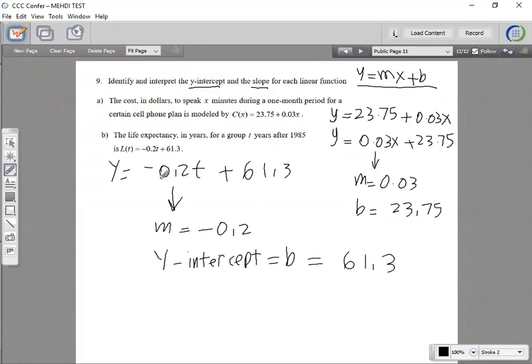Now, remember, if you have a negative slope, if you look at the graph from left to right it will go down. If you have a positive slope, from left to right, the graph goes up. We'll look at all those later. But that's all they're asking here, to locate the y-intercept and the slope.